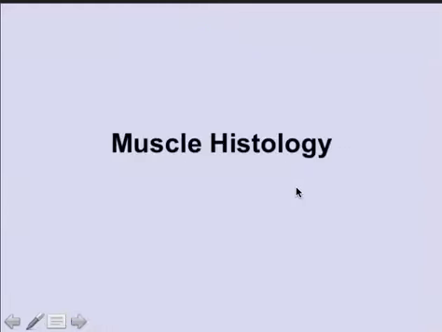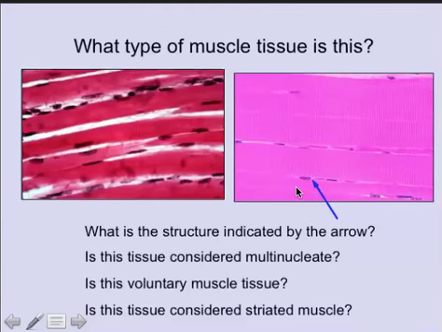So we're going to start out with muscle histology, and what we've got here are a couple of pictures of a particular muscle type. Now I'll give you, let's say, a minute to figure out what kind of muscle you're looking at in both of these panels.